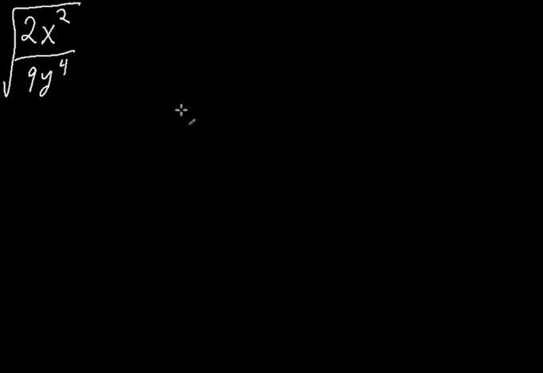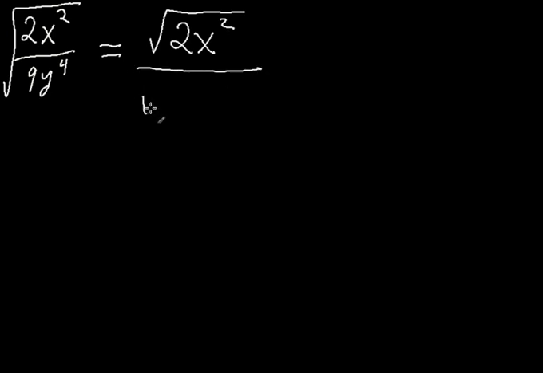So the first example, I want to somehow simplify this problem. I have the square root of 2x squared over 9y to the fourth. Okay, well, how am I going to simplify this? If I can, I want to simplify it before I start using the quotient rule, but it doesn't look like I can because 2 over 9, I can't simplify. X with y, there's nothing to be done. Okay, so I'm going to break this up with the quotient rule and see if I have any more luck that way. So the square root of 2x squared over the square root of 9y to the fourth.